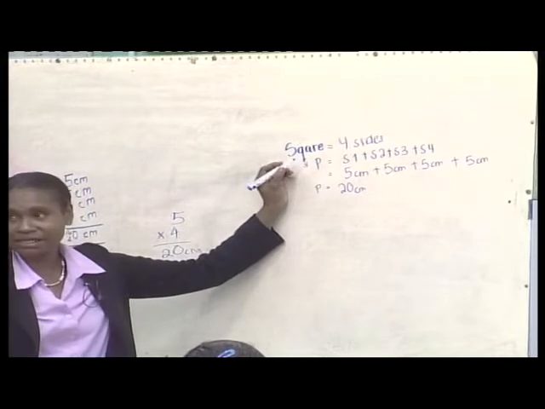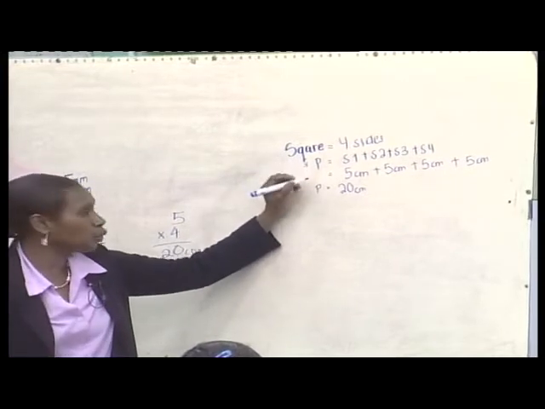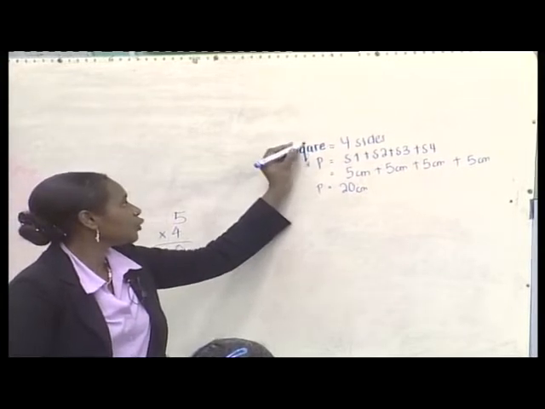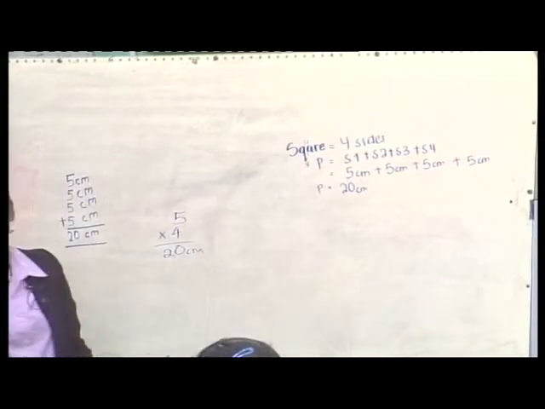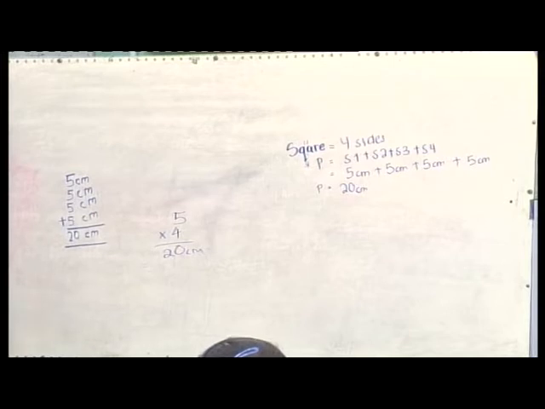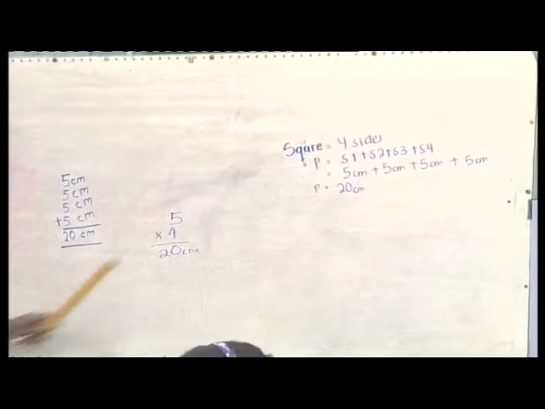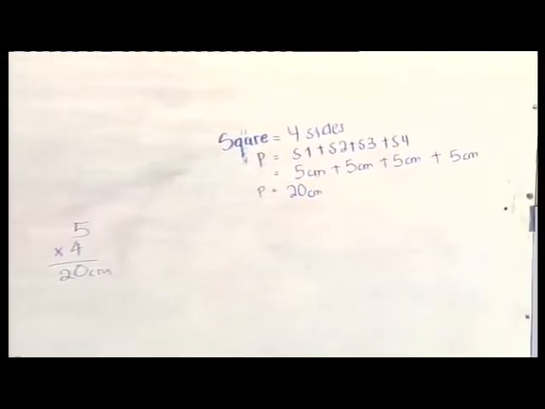What is missing? What is the letter missing? U. So S-Q-U-A-R-E, has four sides, so that you know how many sides you are going to add in order to find the perimeter of that particular shape. So Lorraine has it there. It is missing from here.